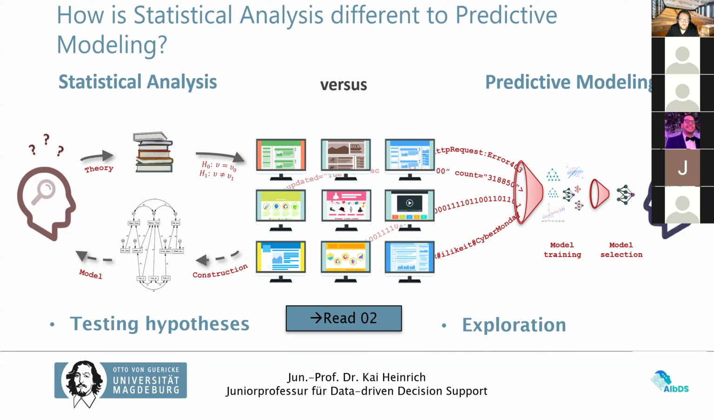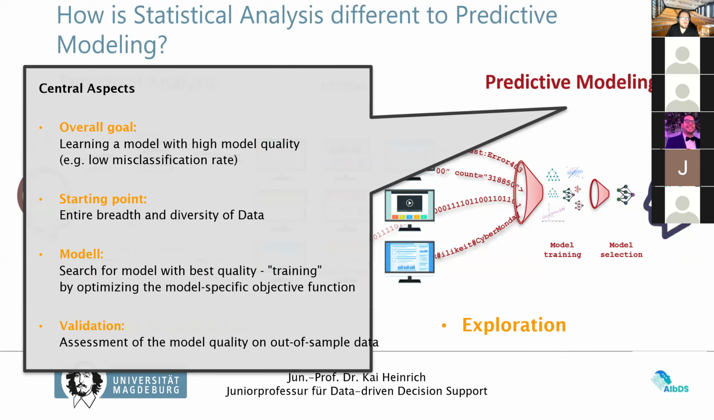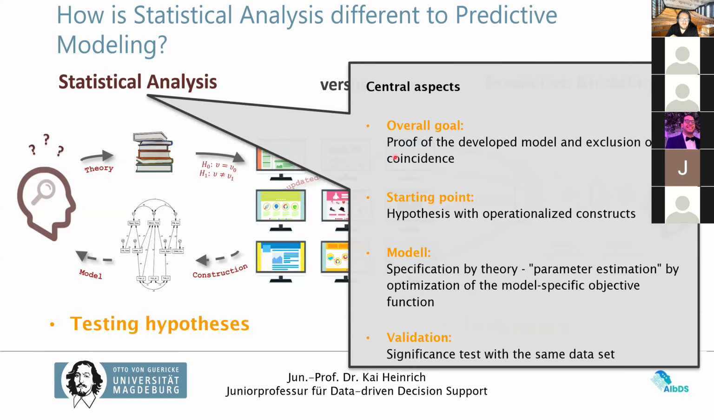So the idea here is that we throw in the variables and we explore how well they predict. But the goal here is a good prediction, and the goal there is testing hypotheses, right? So you can have this right here. Learning a model with high quality, low misclassification rate. We're just interested that the model predicts well. And this is also why the testing is different, right? So the testing is different.